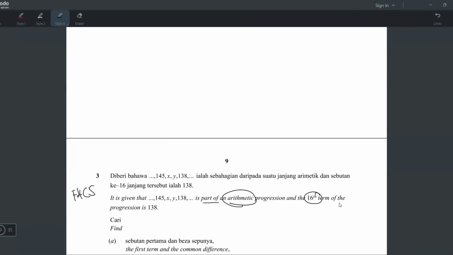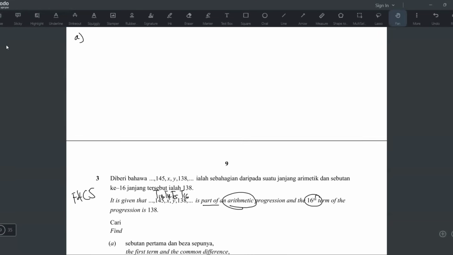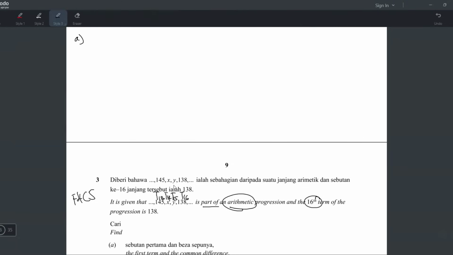And the 16th term of the progression is 138. Oh, so it means these 4 terms are right next to each other, and this is the T16. That means this will automatically be T15, and this will be T14, and this will be T13. And then A says find the first term and the common difference. Okay, question A, to find first term and common difference means to find A and D. Alright, obviously the A is not 145 because that's the T13.